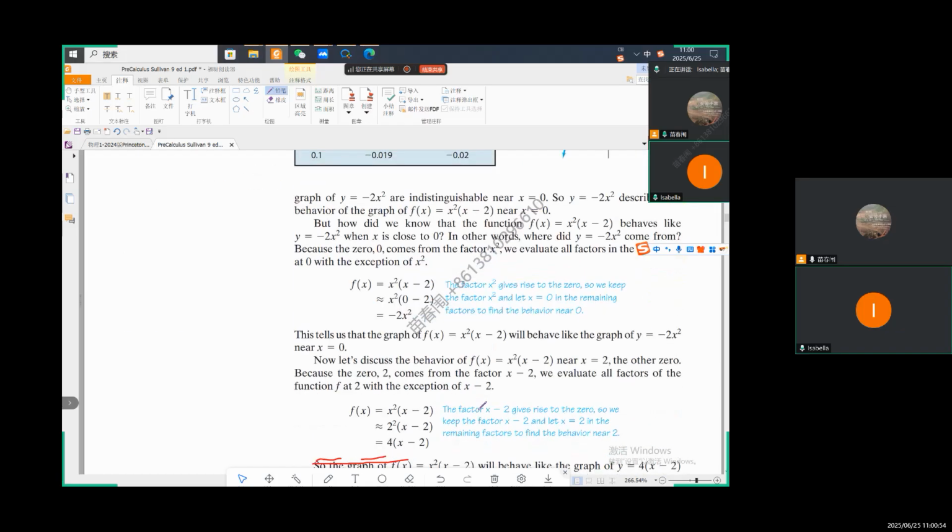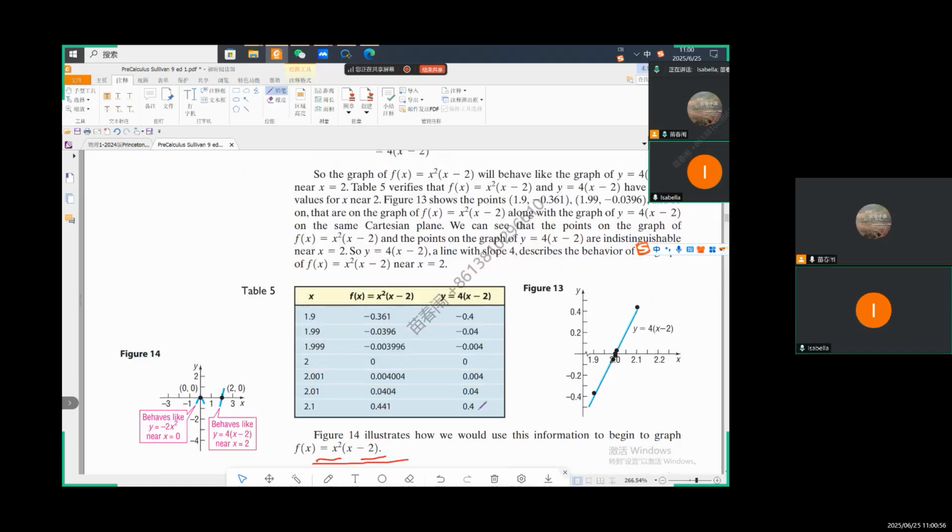So if you learned it, let's just summarize it this way. See, what's the original one? x squared, x minus 2. So near zero, the behavior is negative. Wait, is that 2 times that? Yeah, it's more like negative 2x squared. Does that make sense?